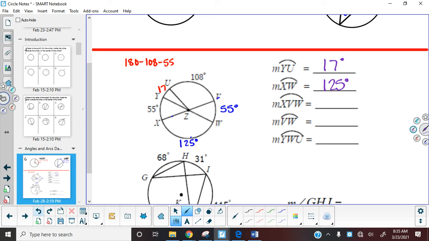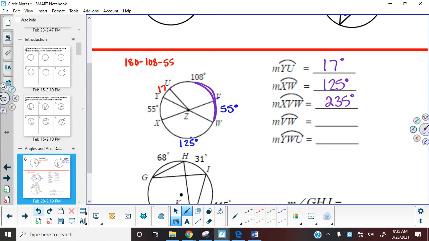So let's do that again. You start at X, we go through V, we end at W. What we can do is every arc that we just crossed, so the 55, the 17, the 108, and the 55, we can add all those together. We get 235 degrees. Now, someone may say, well, it's everything but this 125. So I can use 360, that's the whole circle, minus 125. You'll get the same answer going that way as well.